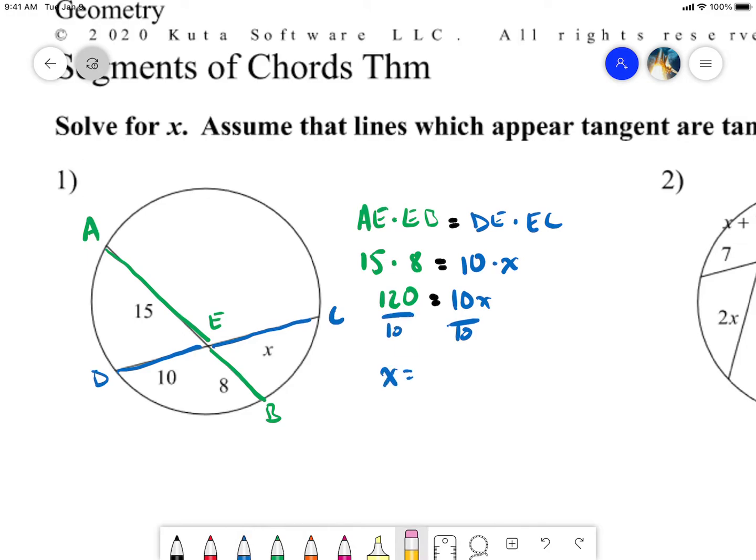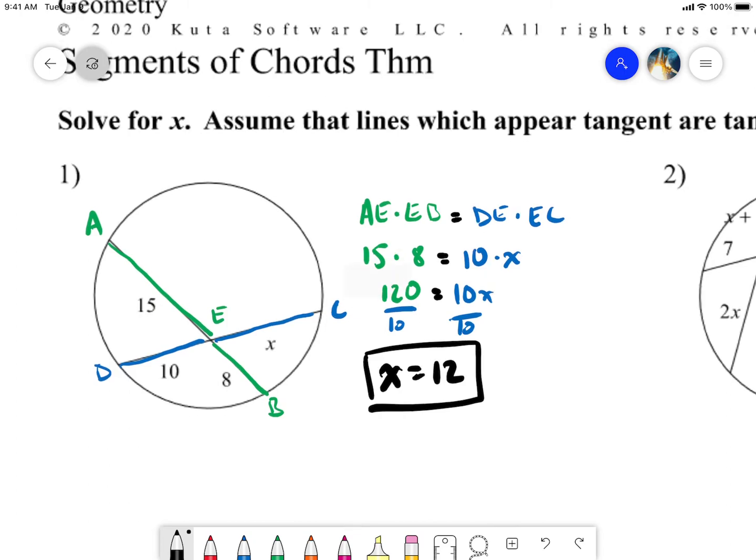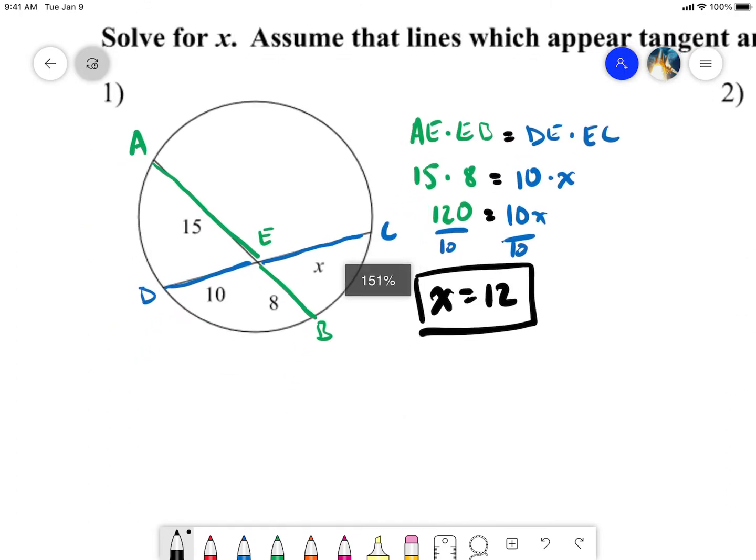I get x is equal to 10, oh, sorry, not 10. X is equal to 12. Okay. And again, we're going to check this just for the sake of it, but it's pretty straightforward from the way that we solved it that this should be true.